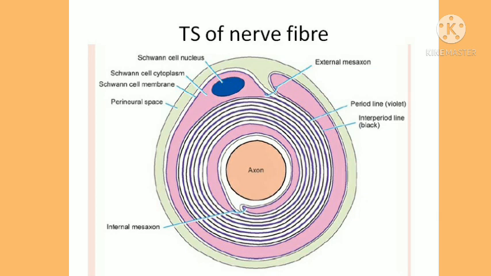In the TS of nerve fiber, at the center we can see an axon which is surrounded by several spiral layers of mesaxon. At the center we can see the internal mesaxon and peripherally the external mesaxon. Most outside of TS of nerve fiber, nucleus of Schwann cell present.